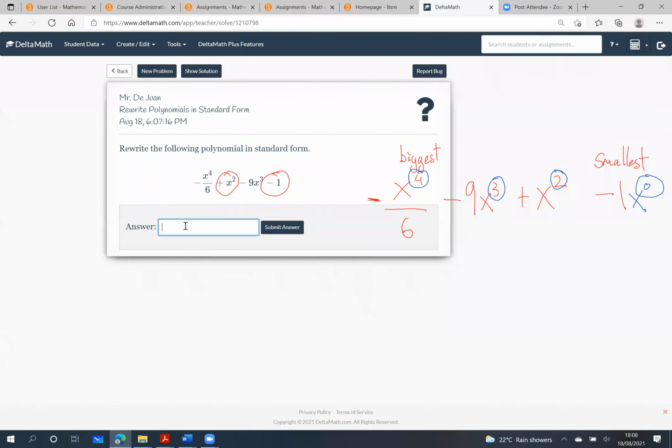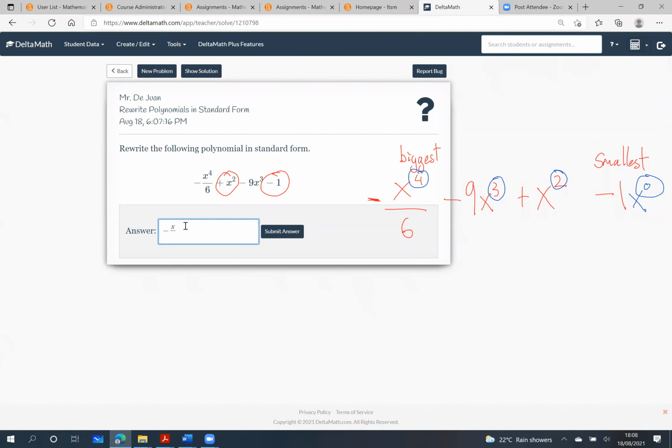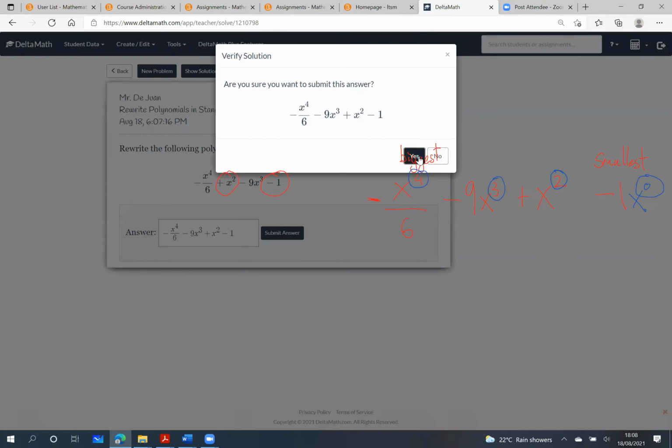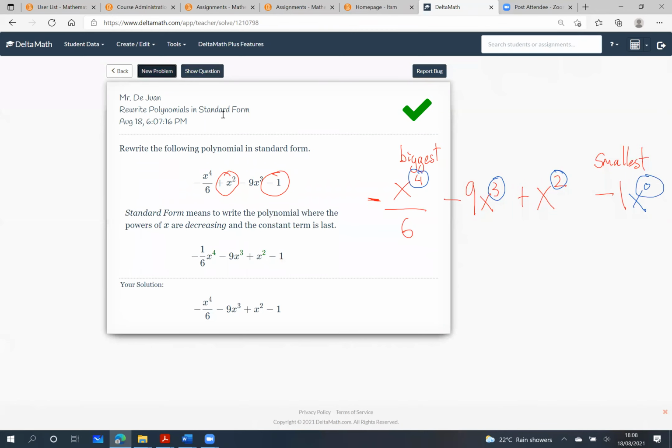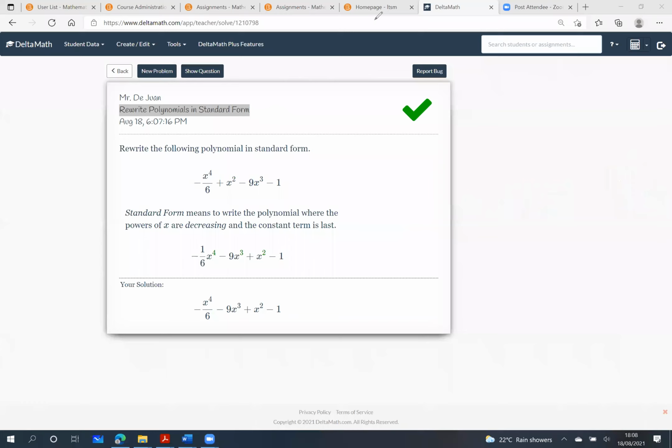So let's write the following term, -x over 6, to the power of 4, minus 9x to the power of 3, plus x shift 6. Just to get the exponent, everyone, you need to click on your keyboard. Minus 1. And when we type that in, we should have the right answer. So just remember, this strategy requires that you read the exponent, everyone. You must read the exponent.